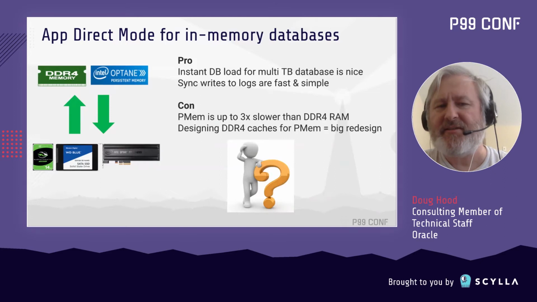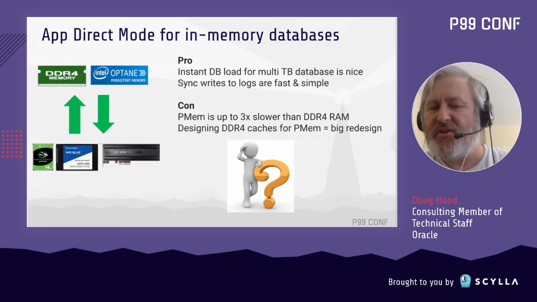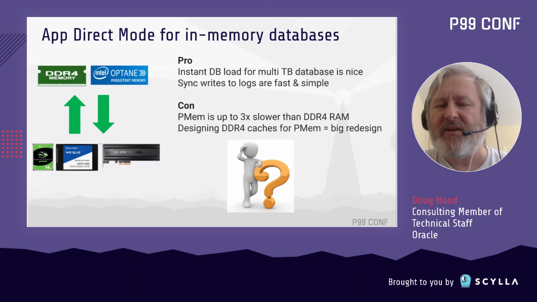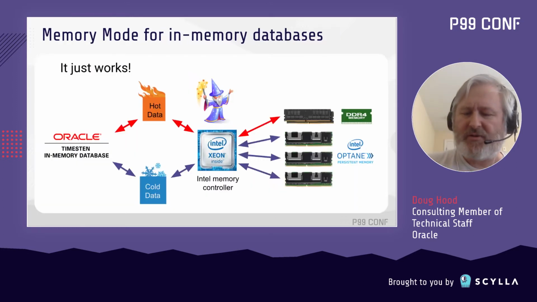The disadvantages if you're using an in-memory database is persistent memory can be up to 3 times slower than using DDR4 RAM. So that's affecting both your latency and your throughput. If you don't change your code and use app-direct mode and just point everything to the persistent memory, it will work, but your in-memory database could end up going up to 3 times slower. So that's normally not a good thing. So you need to make some fundamental design choices. You could come up with caching techniques to do that, but that ends up being a big redesign. So let's look at some alternatives.